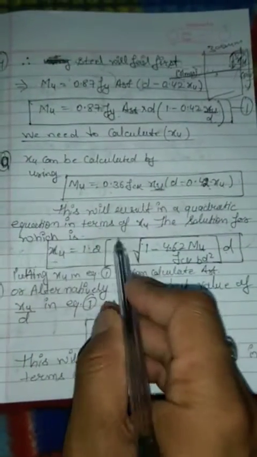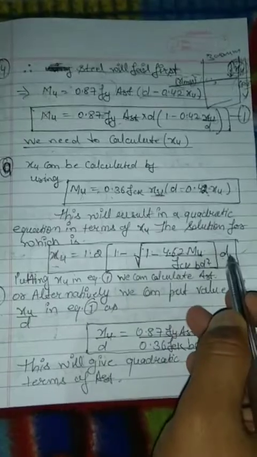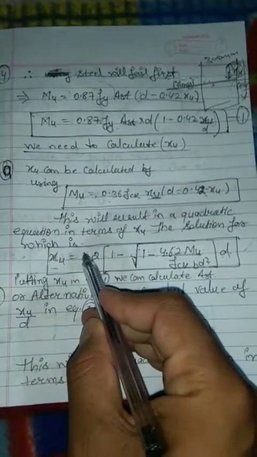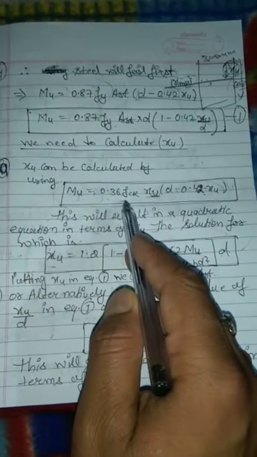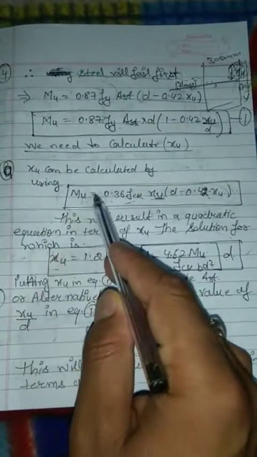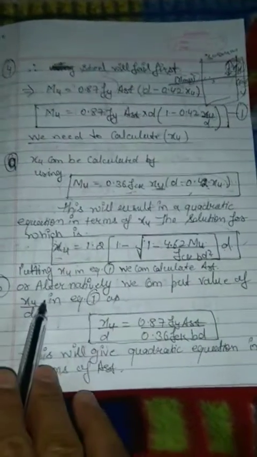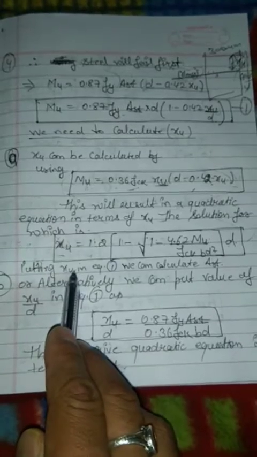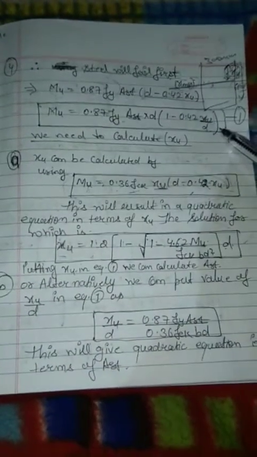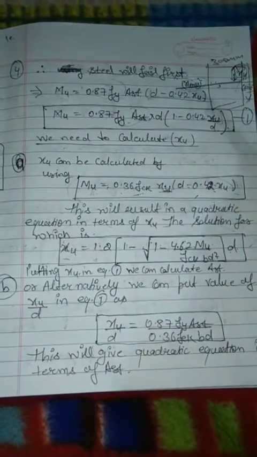So this is the formula, that is XU = 1.2 (1 minus root of 1 minus 4.62 Mu over fck b d square) into d. This is the solution for the quadratic equation that results from this. Now secondly, we'll put this XU value in this, and we can find the value of Ast. This is the first method.